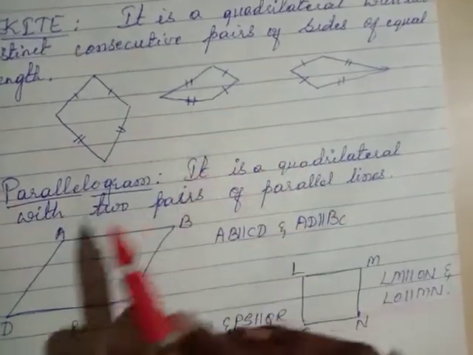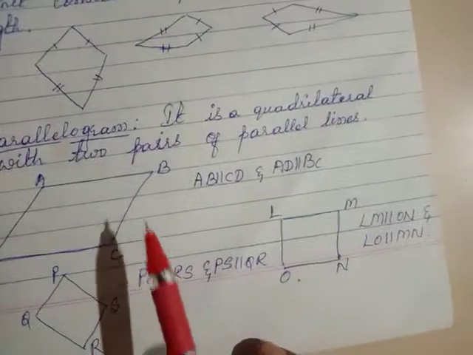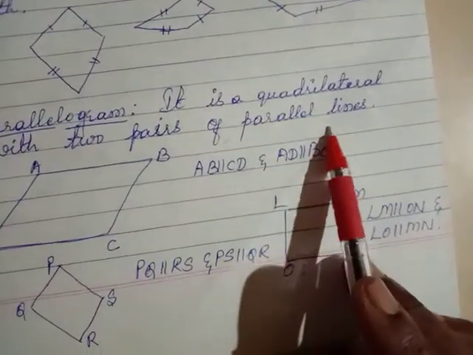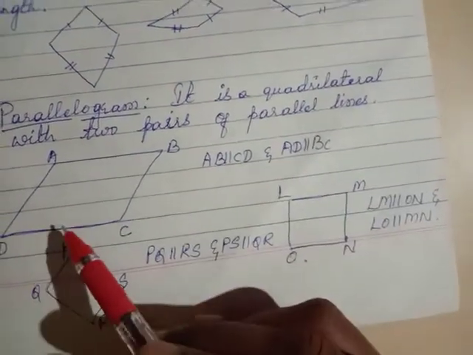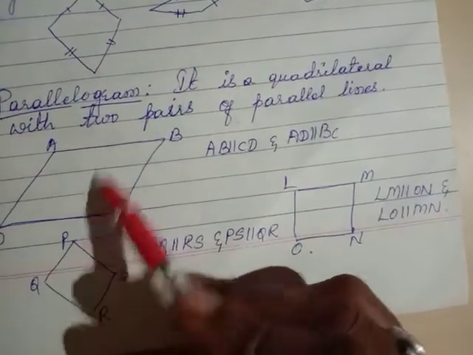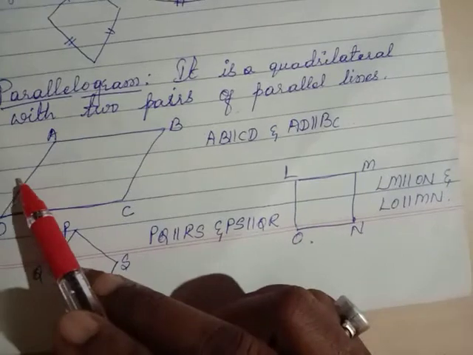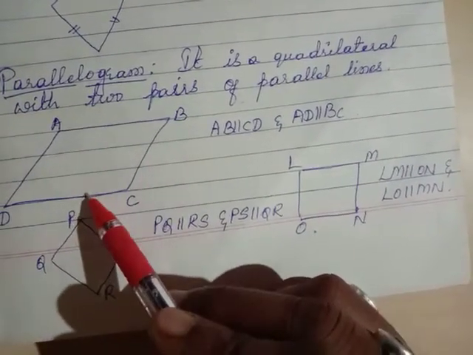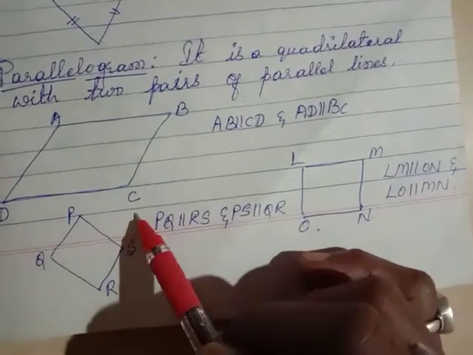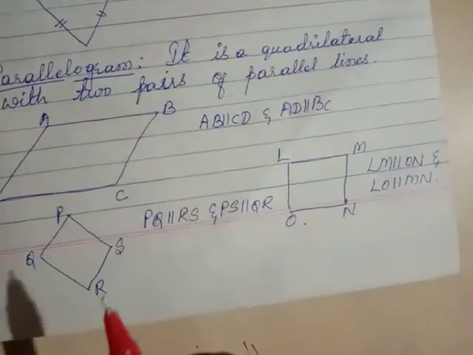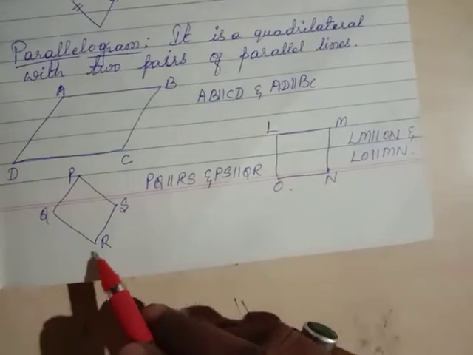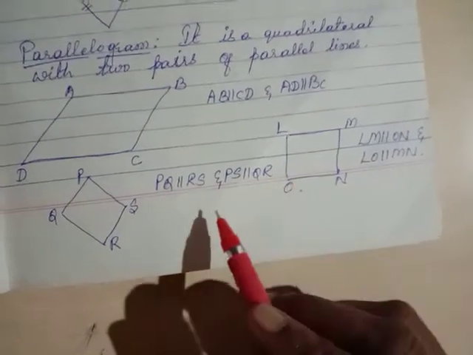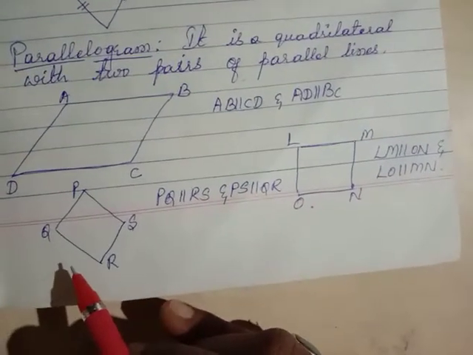So next is parallelogram. It is a quadrilateral with two pairs of parallel lines. Here you can see opposite sides are equal, and they have two pairs of parallel lines, like AB parallel to CD and AD parallel to BC. Similarly, in all parallelograms we can see this. So that is why a parallelogram is a quadrilateral with two pairs of parallel lines.